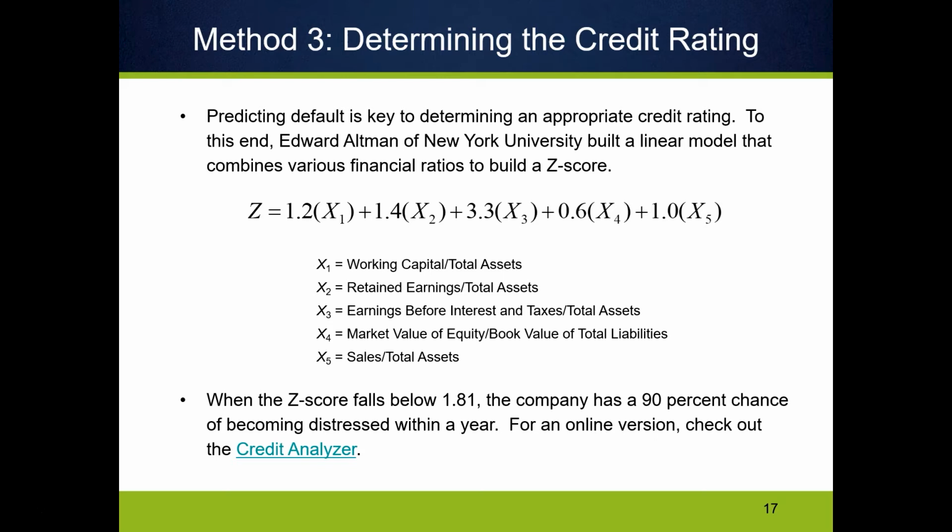Market to book, this is a measure of our growth, no, that's not market to book. That's market value of equity divided by book value of liabilities. That's like an equity to debt ratio. So this is our capital structure ratio. Sales to assets as a measure of efficiency.